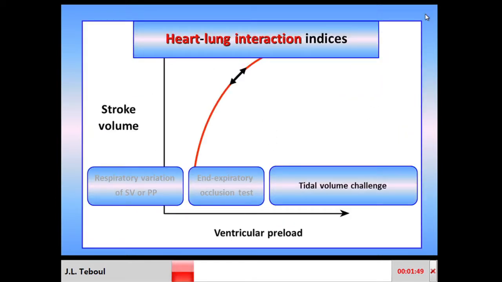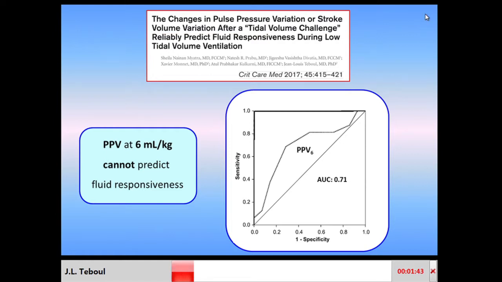Another test is the tidal volume challenge. It is a new test, just published. This is what we did with an Indian group in Mumbai with Dr. Mayatra. And we looked at PPV at 6 ml per kilogram. And we confirmed that it cannot predict fluid responsiveness. Area under the curve was not good.